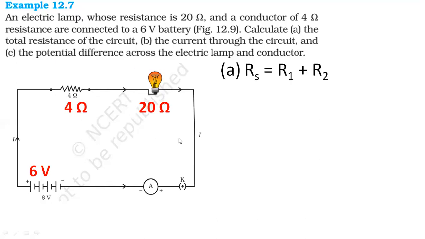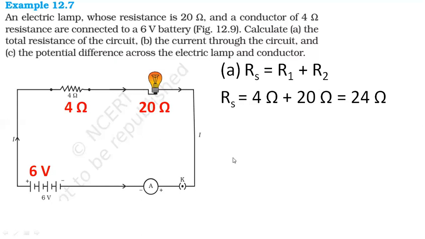Okay? So for series combination, we have to add both of them. Both the values we already have, 4 ohm and 20 ohm. And 20 plus 4 is what? 24. So total resistance would become 24 ohm. Very simple. That is the total resistance of the circuit they asked us to calculate. So just add them: 20 plus 4 is 24.